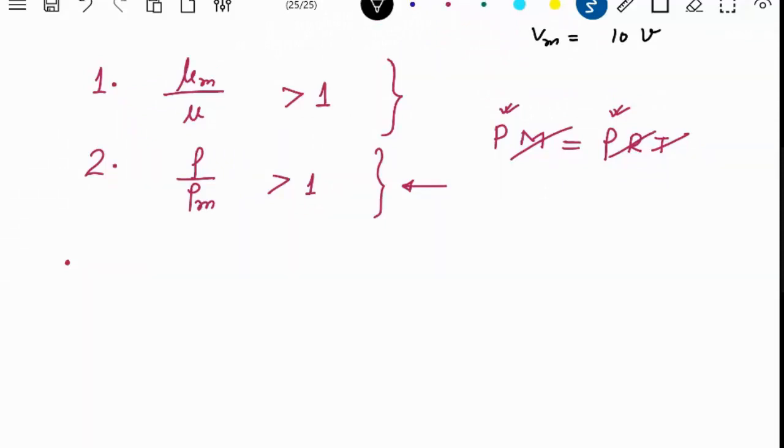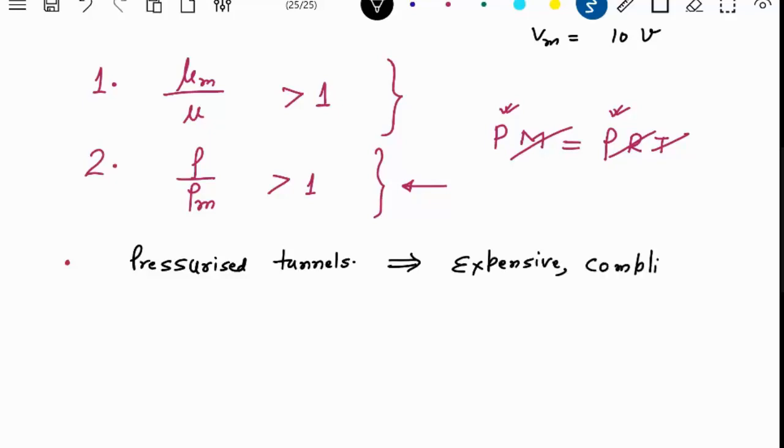What we can do is, we can use pressurized tunnels. This means you have to increase the pressure in the tunnel, but this is also very expensive and complicated to perform such kind of experiment.